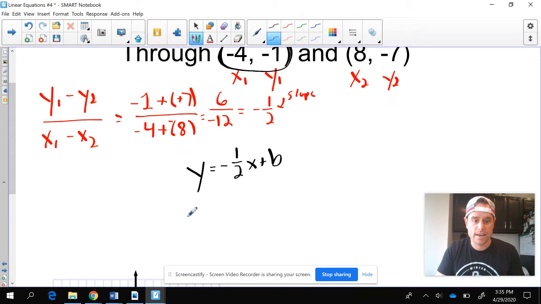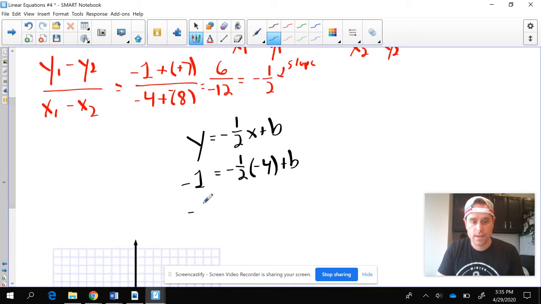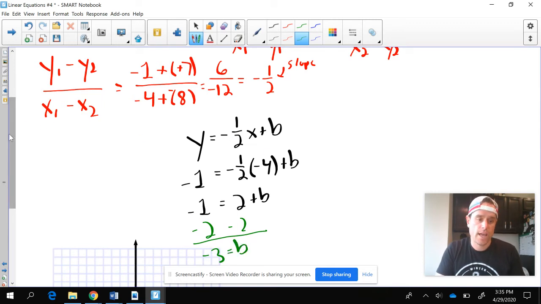The y is a -1, so let's plug that -1 in here, and -1/2 times the -4 plus b. And again, it's up to you. You don't have to use those numbers, but you can, just because I think they're easier. -1/2 times the -4 is a +2 plus b. And we're just going to take away 2 on both sides. -3 equals b. And we have our y-intercept.